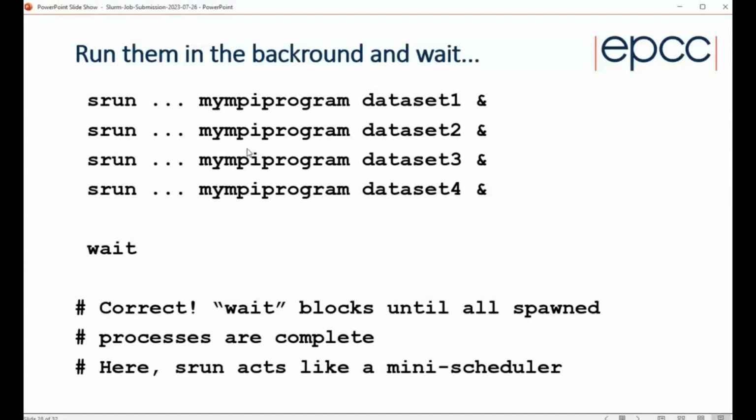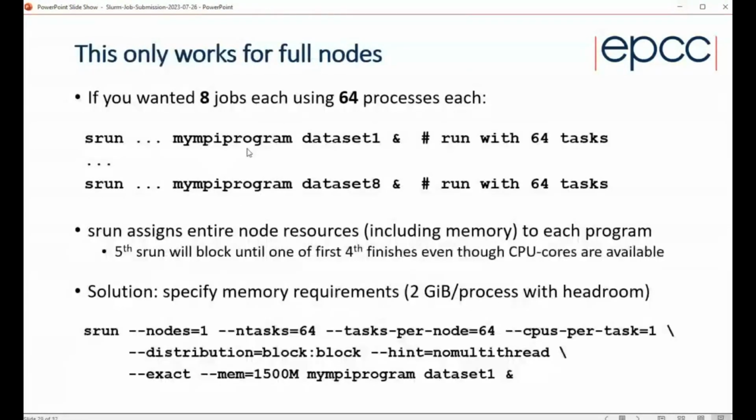And I've seen people do that. So if you want to run lots of small jobs on lots of nodes, you can do a single sbatch and do this. This only works for full nodes, though. This is a slight technicality, but if you wanted 8 jobs, each using 64 processes, okay, you might do this.